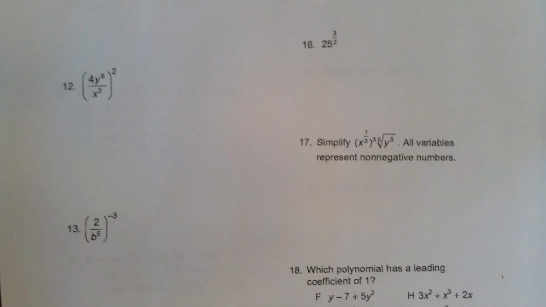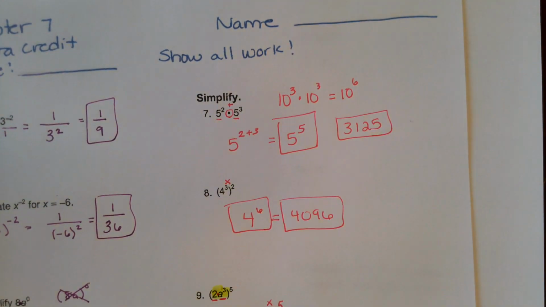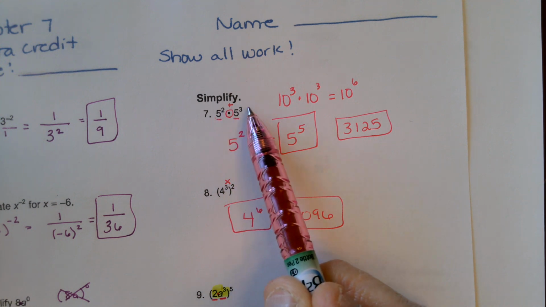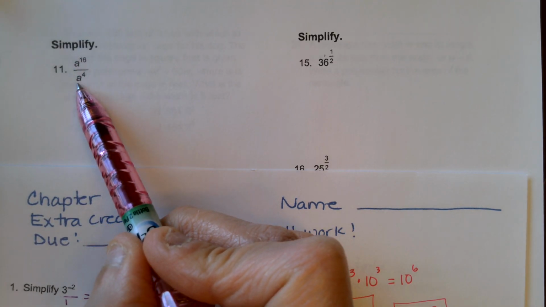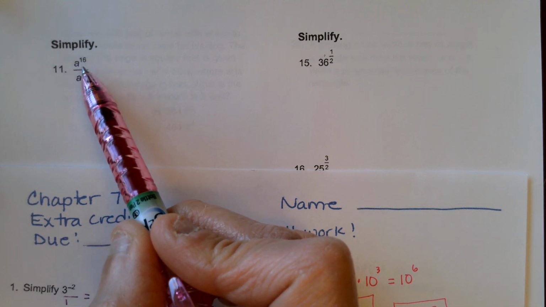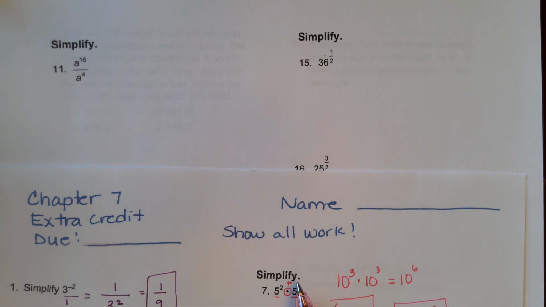All right, looking at 11 here. So we've got a to the 16th over a to the 4th. Again, it's kind of like these. I'm putting this back up here. 2 bases, when you multiplied, what did we do? We added them. Well, now I've got two bases, but instead we're dividing. So in this case, we would actually subtract instead of adding, like we did over here.